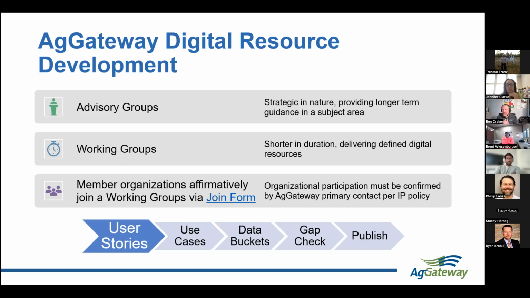Across the bottom of the slide is how we generally work through these projects. Like I said, with the field boundary one, we start at a higher level, documenting user stories and use cases, and that leads to what we call data buckets, basically the different data elements needed within the context of that use case. Then it says gap check there, because we try not to reinvent the wheel. If there is an existing standard out there that people aren't aware of, or that's just not being adopted, we gap check it and say, hey, this exists. It might need a tweak here or there for use in agriculture, or within this segment of agriculture.